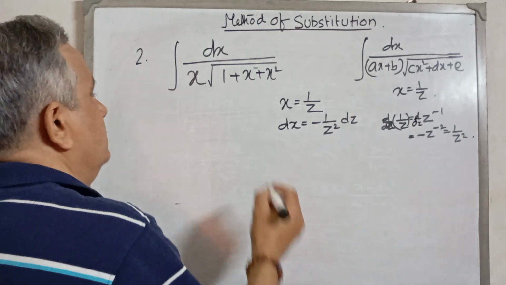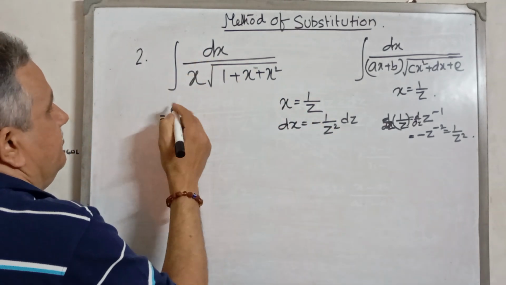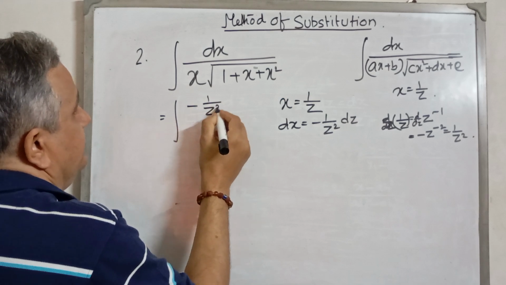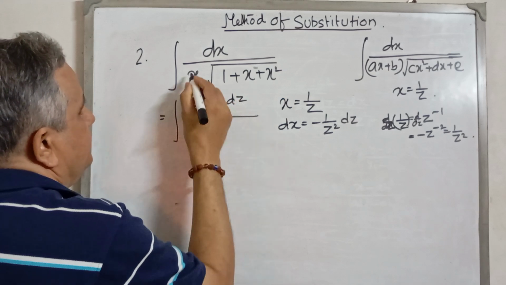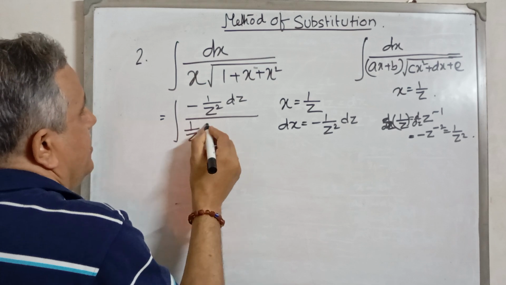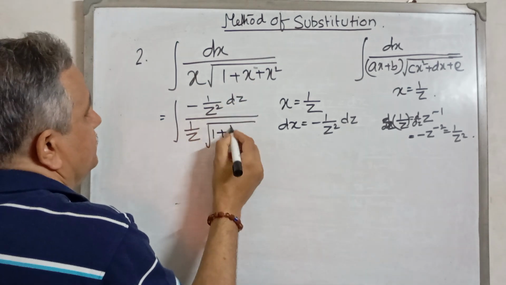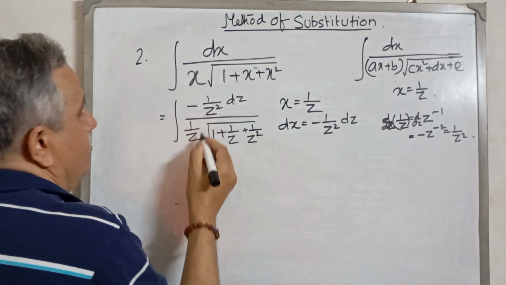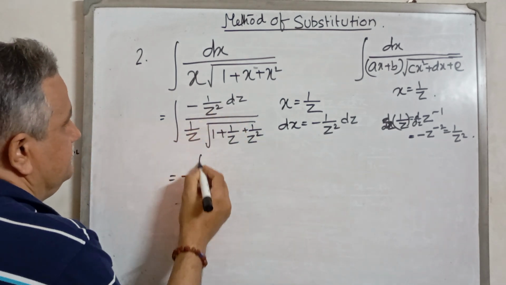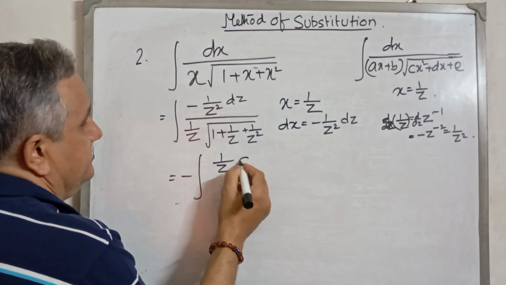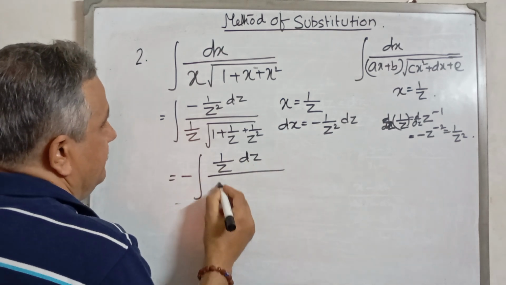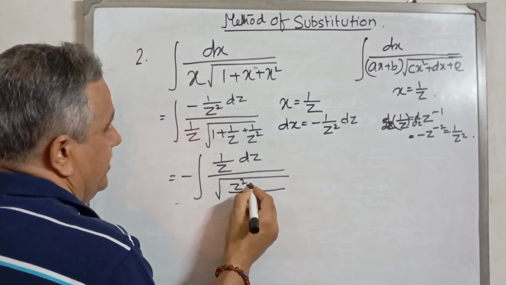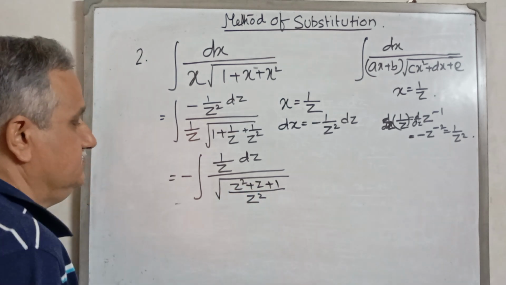So now transfer the values. Dx becomes minus 1 by z square dz. X is 1 by z, and x square becomes 1 by z square. One z is cancelled, only 1 by z dz. Now it is simplified. Z square is the LCM, that is z square plus z plus 1.